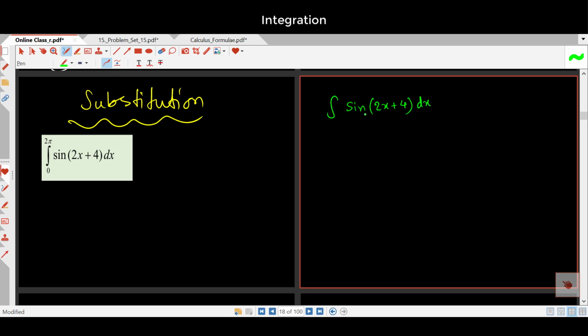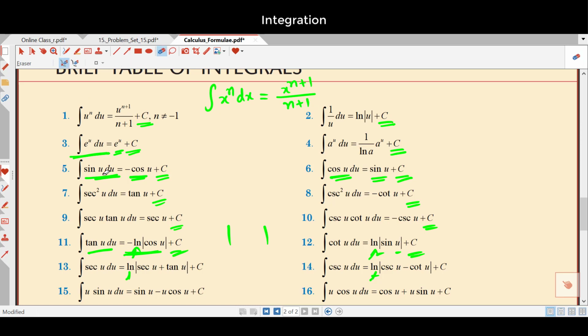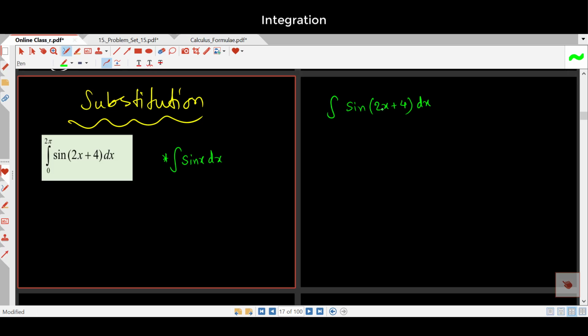Here this function is sine 2x plus 4, but if we have a look at the formula for integration of sine x, that is minus cosine x. But here we have a different function, sine 2x plus 4. So what do we have to do? We just know integration of sine x is minus cosine x. But here we have a different thing. So if you get this type of case, then first of all think about substitution.